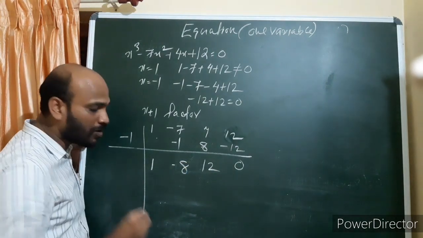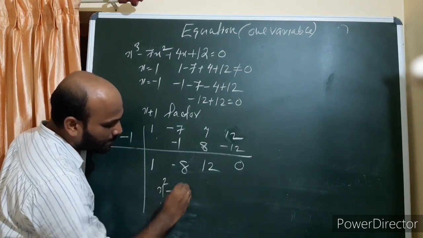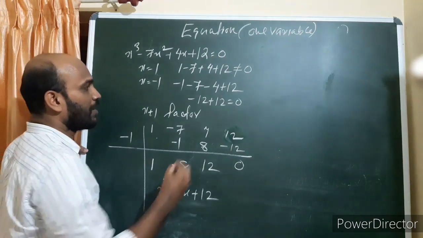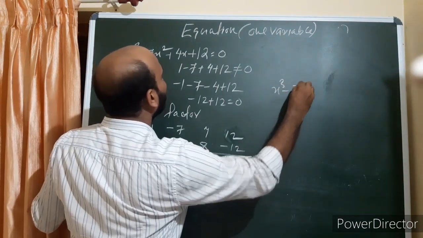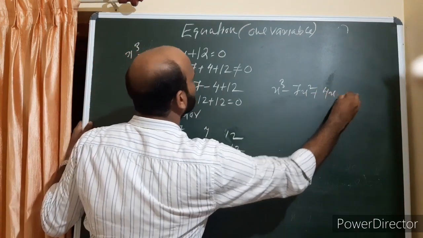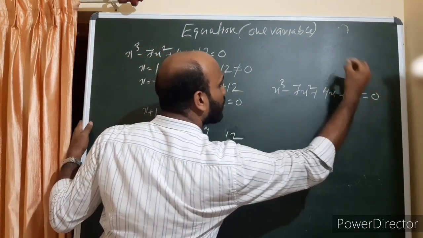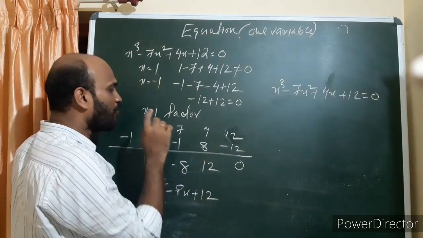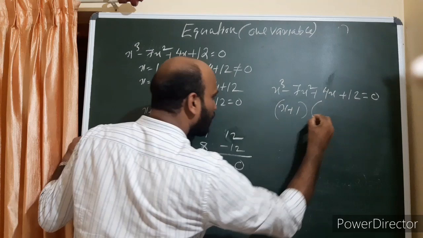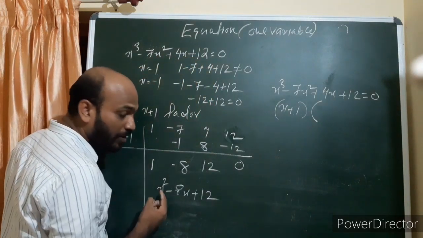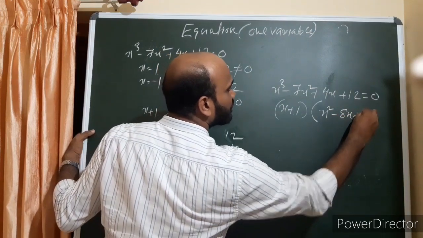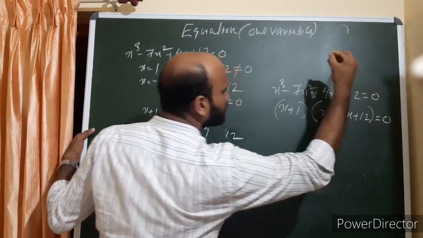So the quadratic polynomial will be x square minus 8x plus 12. That means x cube minus 7x square plus 4x plus 12 equal to 0 we can rewrite, factorizing one factor x plus 1, as x plus 1 into the other one, this quadratic polynomial, that is x square minus 8x plus 12 equal to 0.